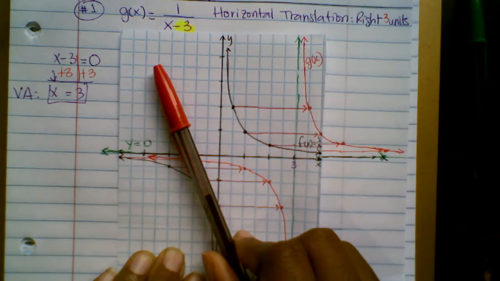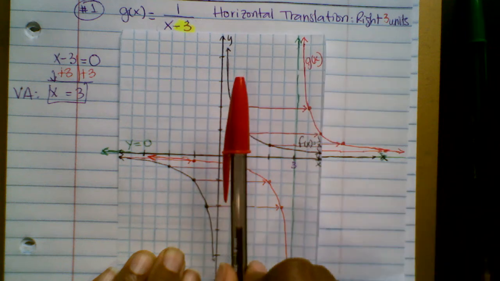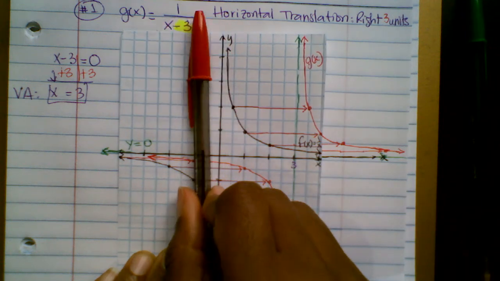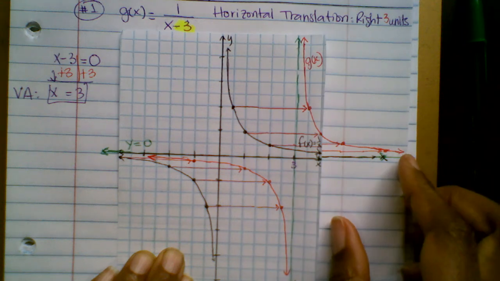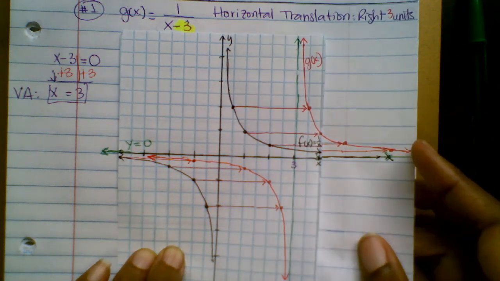Basically, this is a horizontal translation where you see that the parent function has been shifted to the right 3 units. Thank you for watching my video.